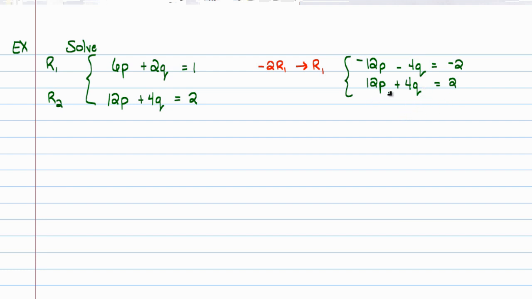Once you do this, you're going to add rows 1 and 2, right? Because row 1 plus row 2 will kill off the p variable. Negative 12p plus 12p, that's gone. Negative 4q plus 4q, strangely enough, that's gone as well. Negative 2 plus 2, that's also gone. So what happened? Well, if you get to where no variables are left, but you have something that's actually true, this is called an identity.